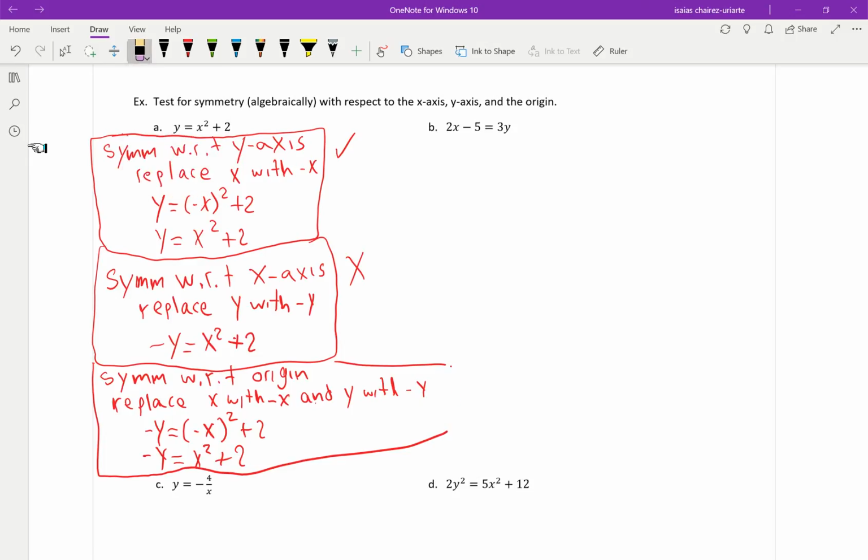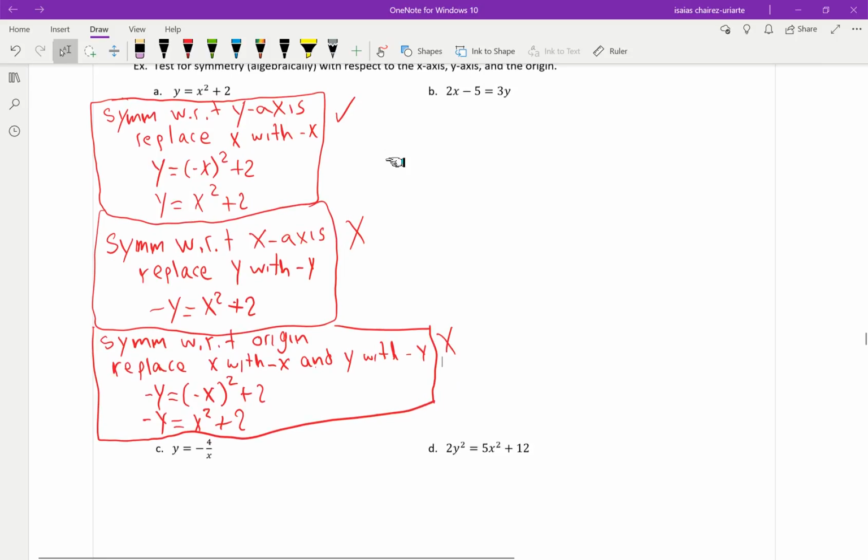So we do not have symmetry with respect to the origin in this case. The only type of symmetry that we had was symmetry with respect to the y-axis. And that's what you have to do for these other three exercises. You've got to check what type of symmetry your function has.